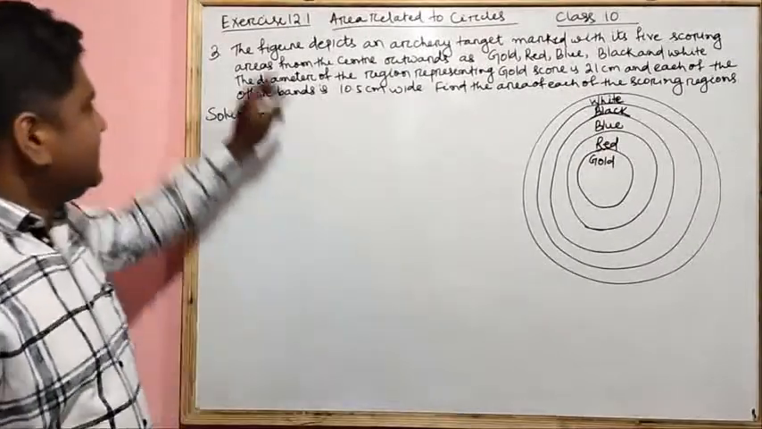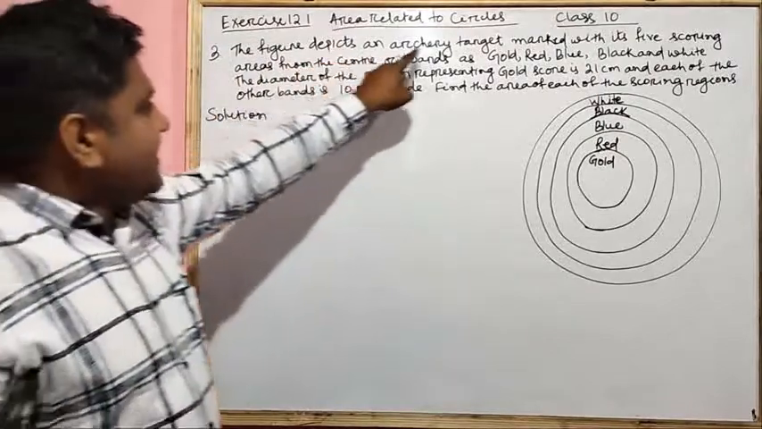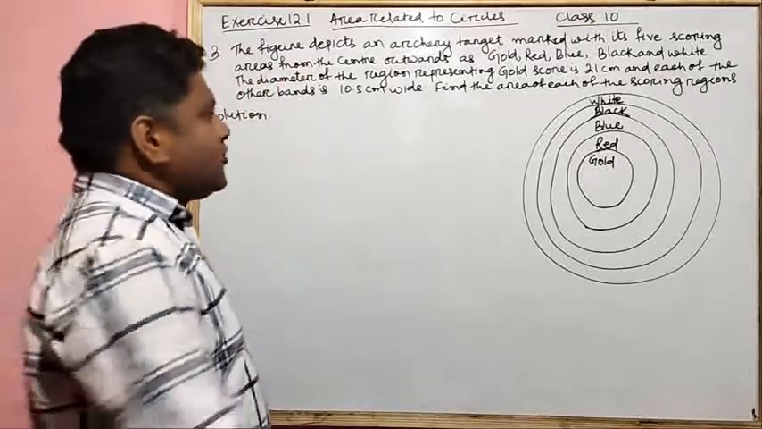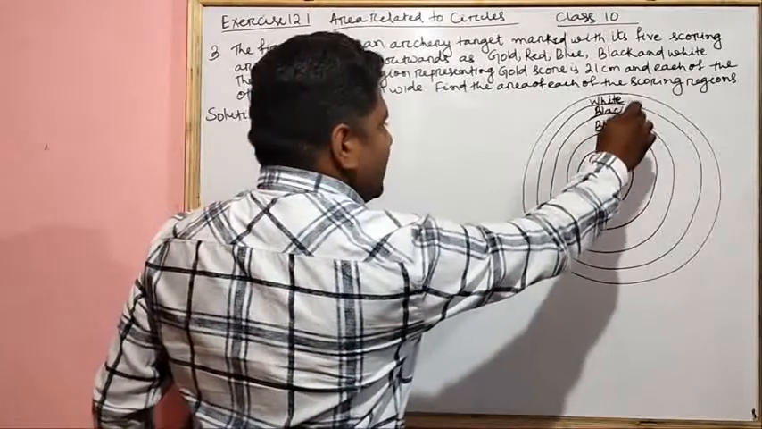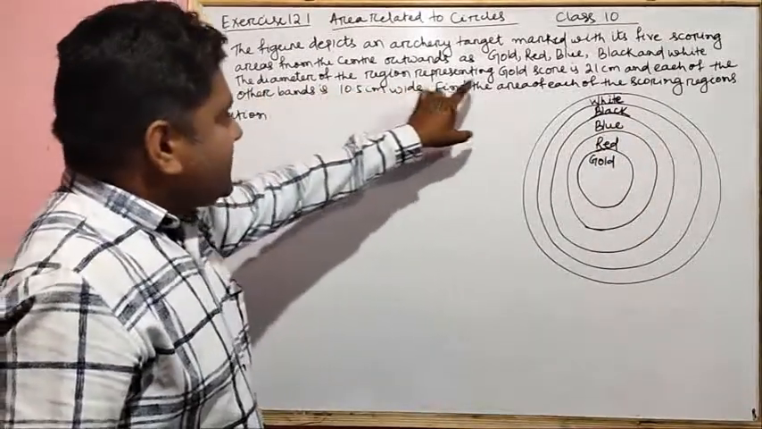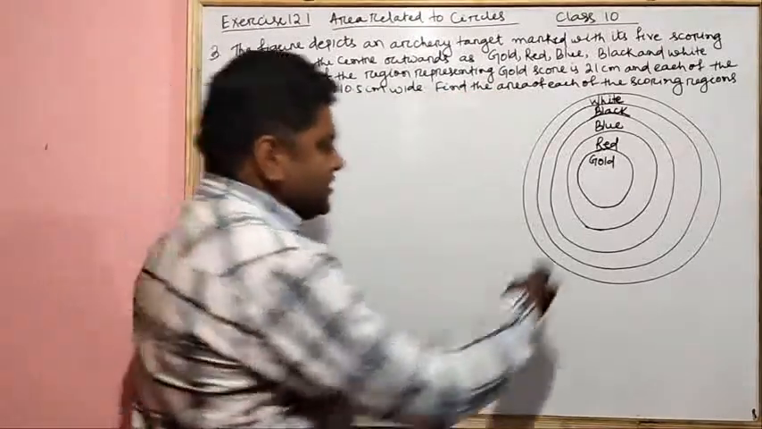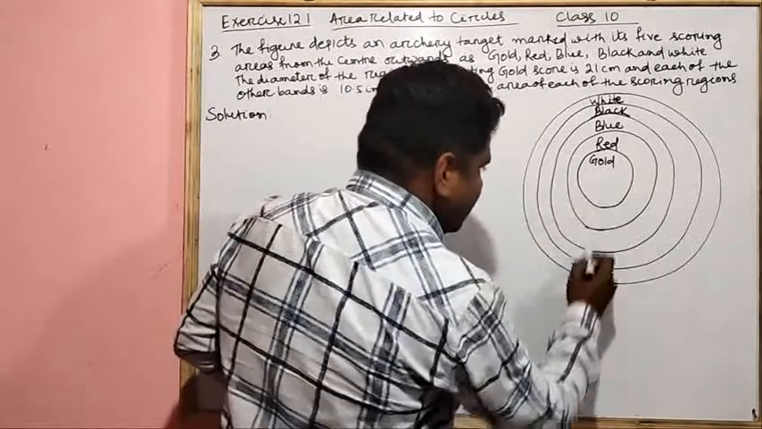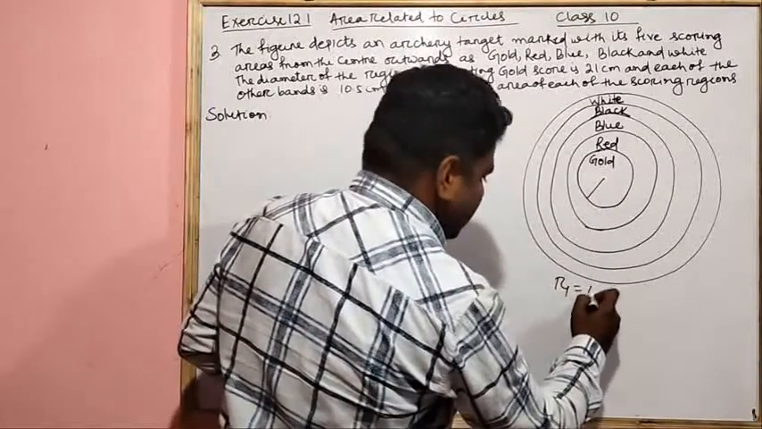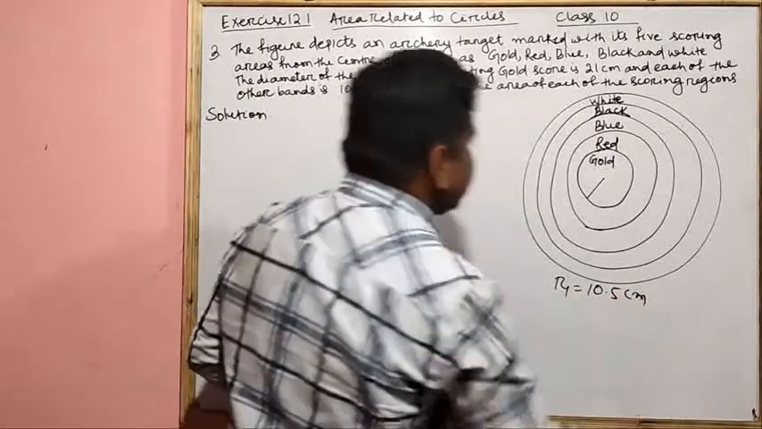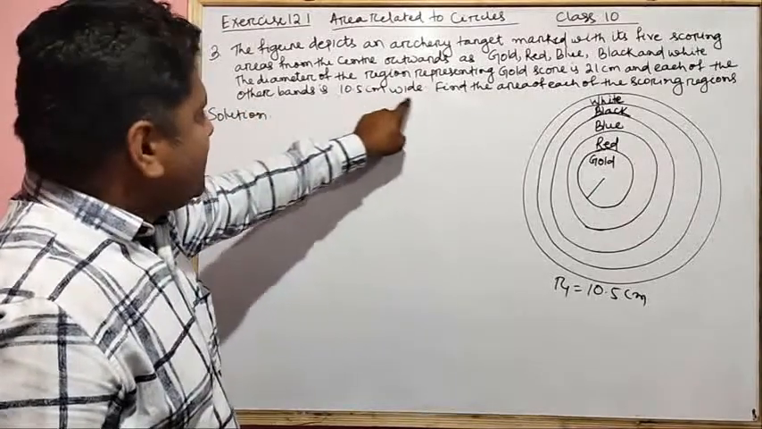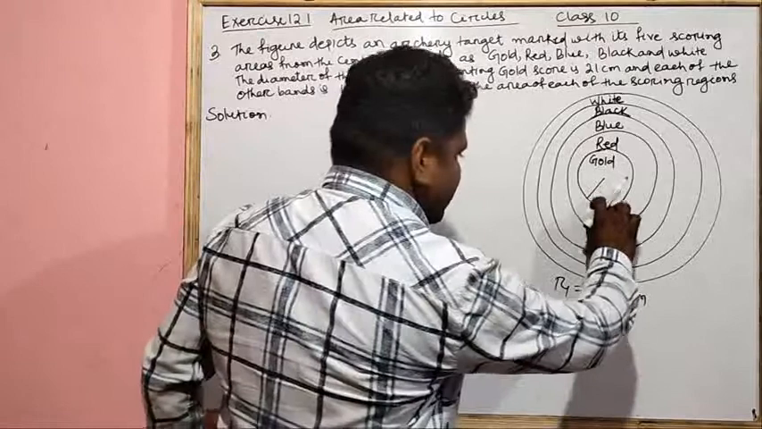So number 3: the figure depicts an archery target marked with its 5 scoring areas from the center outwards as gold, red, blue, black, white. Next, the diameter of the region representing gold score is 21 cm. This one is 21 cm, its diameter. So let its radius be R1, that is equal to 21 by 2, it is 10.5 cm. And each of the other bands is 10.5 cm wide. So every band is 10.5 cm wide.